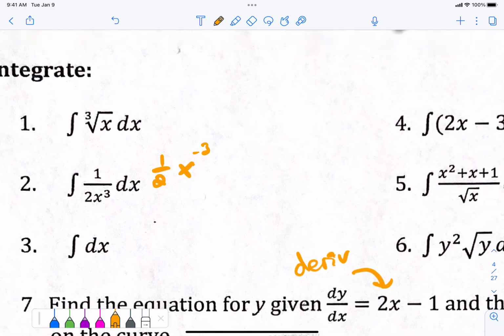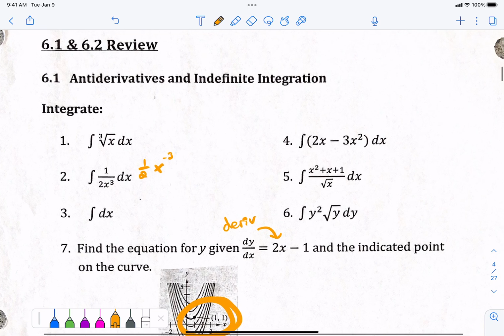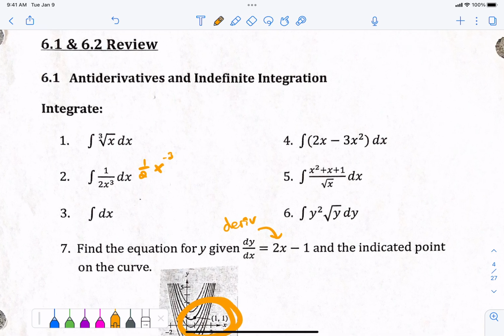What do you do on 8? Use upper and lower sums? That's 6-2. We haven't gotten to that part yet. So just do 1 through 7. I just need to know how to do the homework. 2 and 5 then. I already got 2. I got 2 ready to go for you.